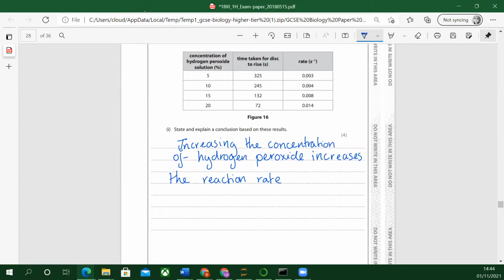Okay, this is the reaction rate. So it explains scientifically. So I need to explain why higher concentrations have greater numbers of particles, which increases collisions.